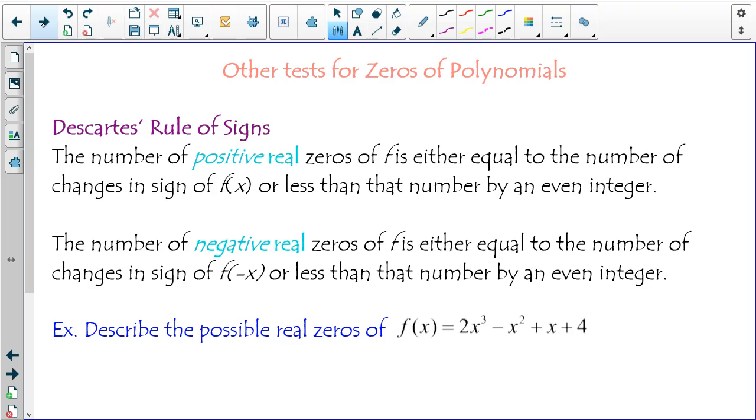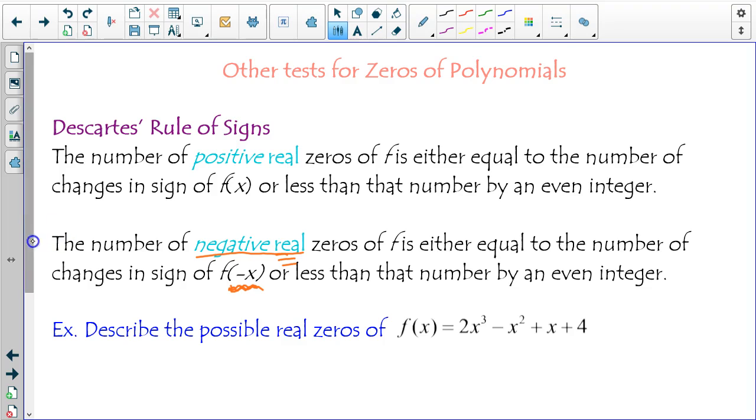When I show you, you're going to go, oh, okay. I promise, it's not bad. The number of negative real zeros, and again, I'm emphasizing the word real because sometimes we have imaginary, right? So negative real zeros of f is either equal to the number of changes in sign of f of negative x, so you see what you're going to have to do. Plug in negative x. Count the number of sign changes, and then again, it's that number or minus the next even integer, and that sounds really confusing. So let me just show you what I'm talking about with an example, okay?